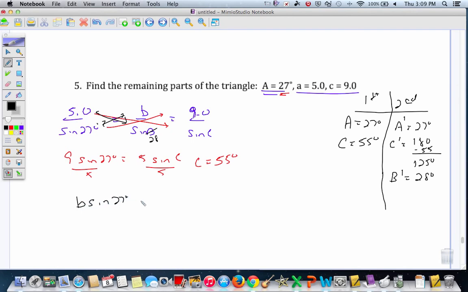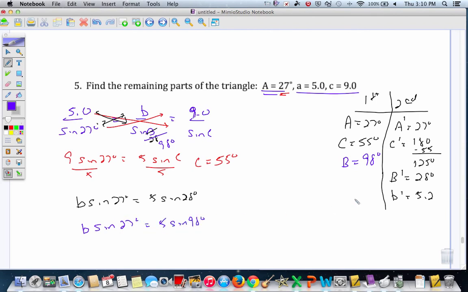We could go ahead and put that 28 degrees over here, cross multiply with our first two ratios to solve for side B. B times the sine of 27 equals 5 times the sine of 28. And if we divide by the sine of 27, we'd find side B, and side B would be about 5.2. I would then start back over again. In my first triangle, I have 27 and 55 degrees. 180 minus those two would get us angle B to be about 98 degrees.